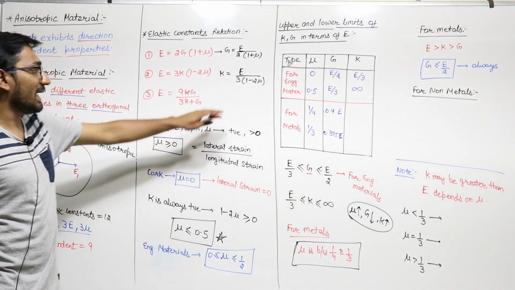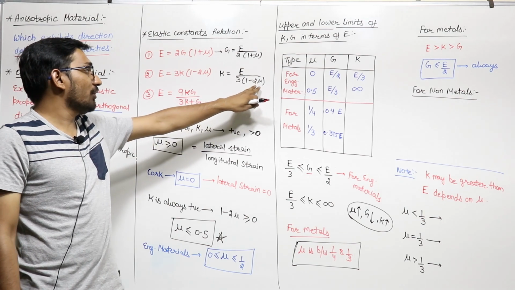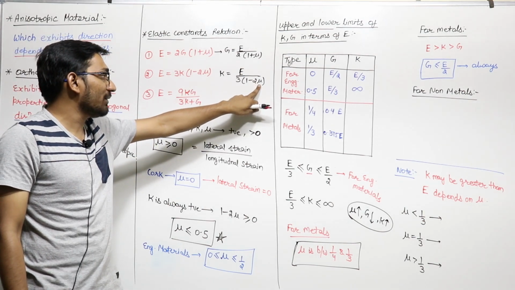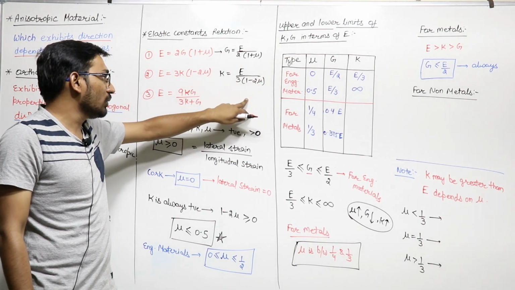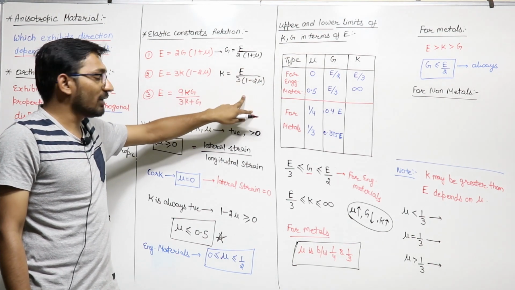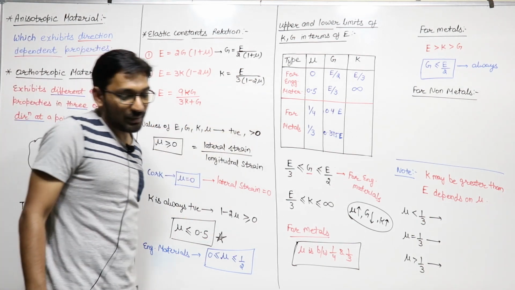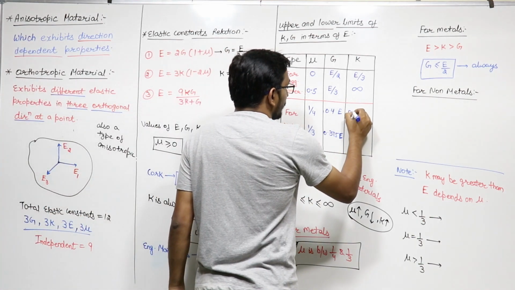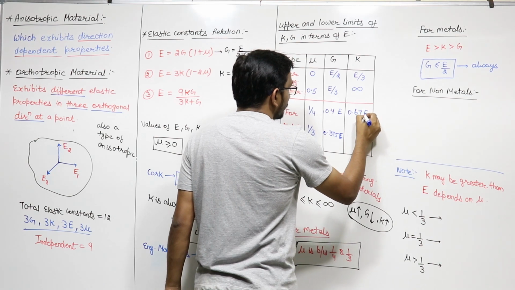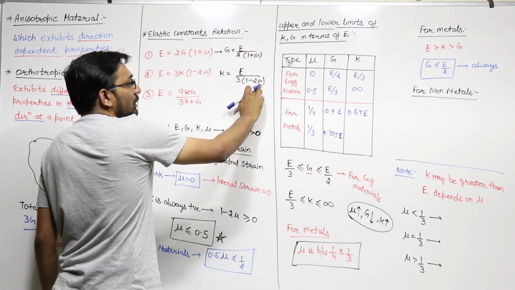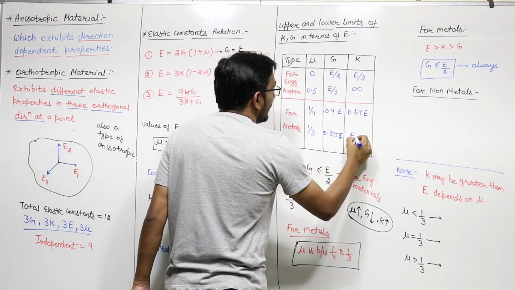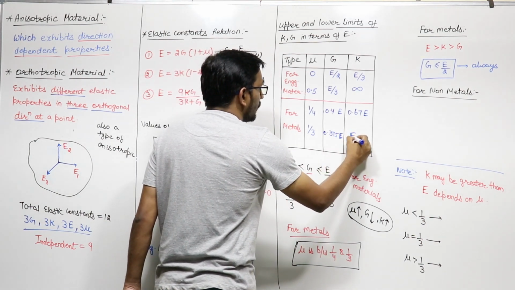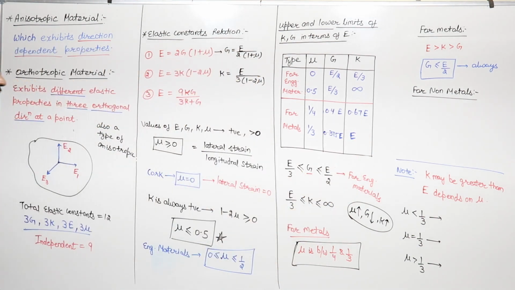If we go to K, if you put the value of mu here as 1 by 4, this is 1 by 2. This is 1 minus 1 by 2, 1 by 2, this is 3 by 2, E upon 1.5, so this will be equal to 0.67 E. And if you put the value of mu here as 1 by 3, then for metals, the K value will be equal to E.